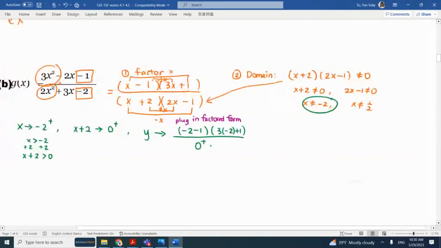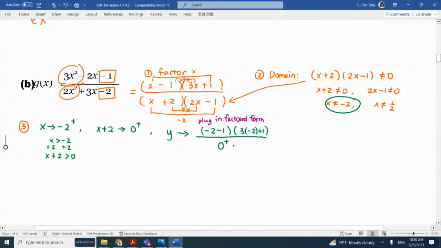All right. So, why put 0 plus in the denominator again? Oh, because x minus 2 is going to 0 plus. Yeah, x minus 2 going to 0 plus. So you don't put 0, you put 0 plus. Okay, everybody? And then here, 2 times x. So x is now -2 minus 1.